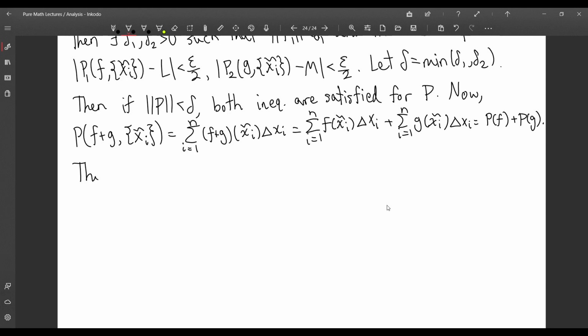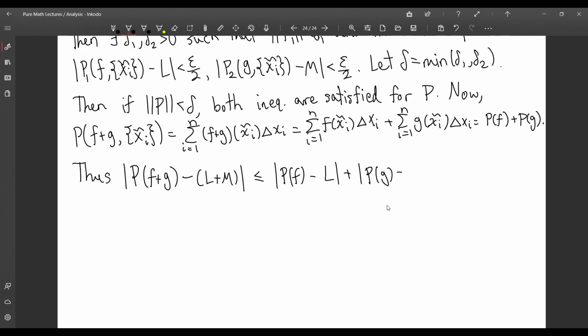So thus, if we have P of f plus g, and I'm going to stop using the evaluation points if the context is clear, then this absolute value, P of f plus g minus (L plus M), is P of f plus P of g minus (L plus M), and then we can use the triangle inequality here. It's at most the absolute value of P of f minus L plus the absolute value of P of g minus M, and this is less than epsilon over 2 plus epsilon over 2, which is epsilon. Okay?